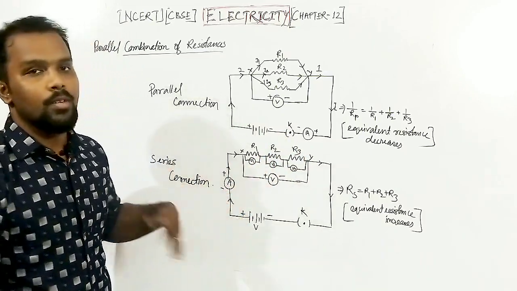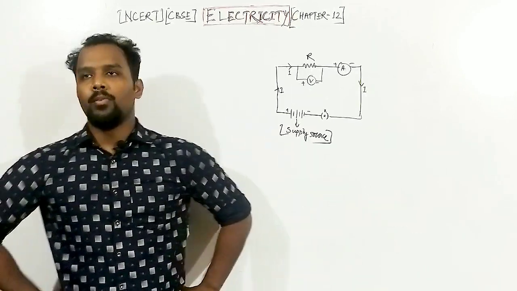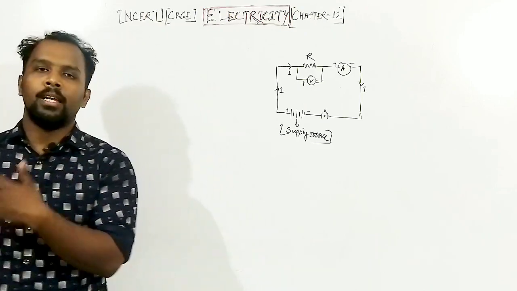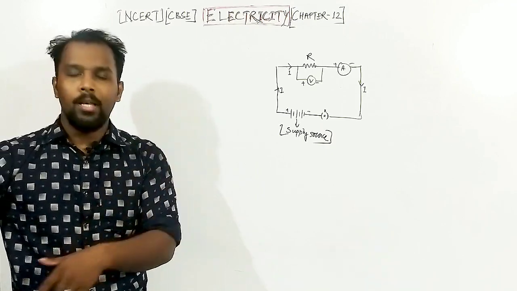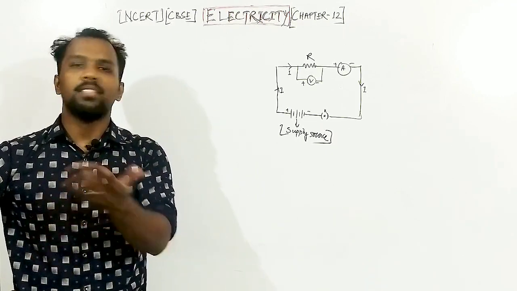Okay, now we will move to our next topic. Till now, what have we discussed? We discussed lots of things. We have covered potential difference, the relation between potential difference and current, then resistances, and then the combination of resistances: the parallel combination and the series combination.